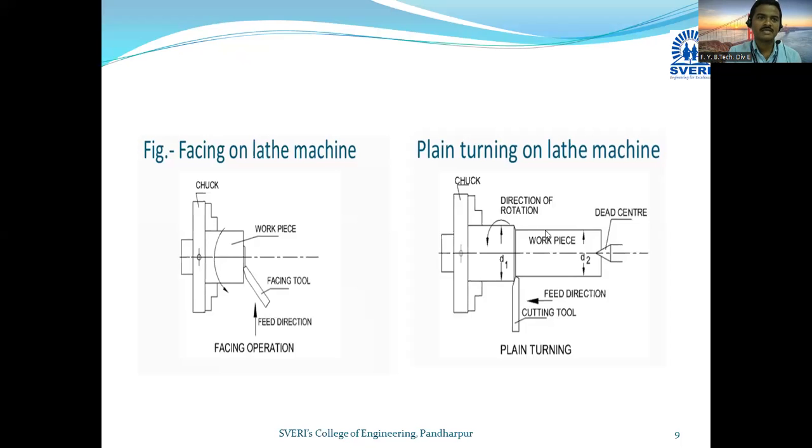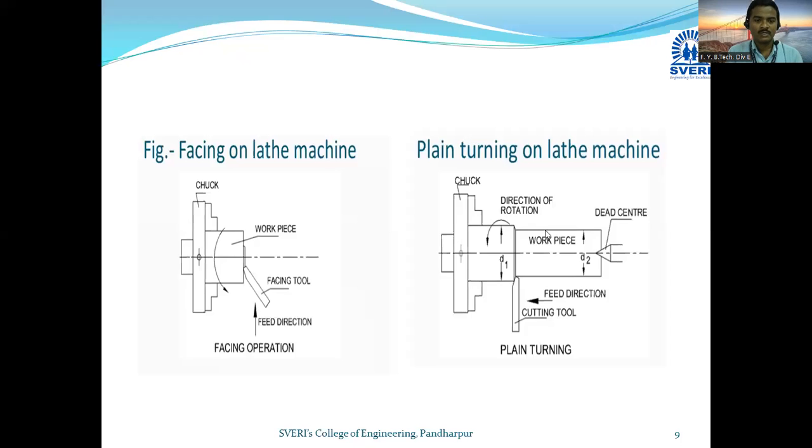Now you will ask how to carry out the facing operation and what the motions will be. If I want to carry out the facing operation, the job will be clamped in the chuck. Then the workpiece has a rotary motion and the cutting tool has a linear or transverse motion, perpendicular to the axis. So the cutting tool moves transversely and the workpiece has a rotary motion. Accordingly the relative motion happens and the material is removed.